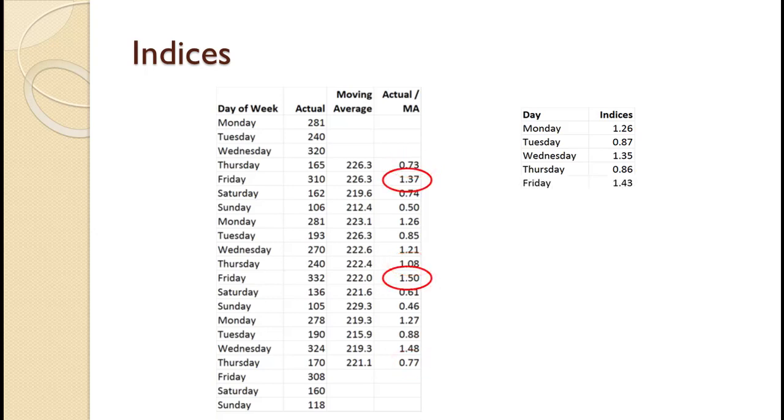For Friday, 1.37 and 1.50 average to 1.43. For Saturday, 0.74 and 0.61 average to 0.68. Finally, for Sunday, 0.50 and 0.46 average to 0.48.